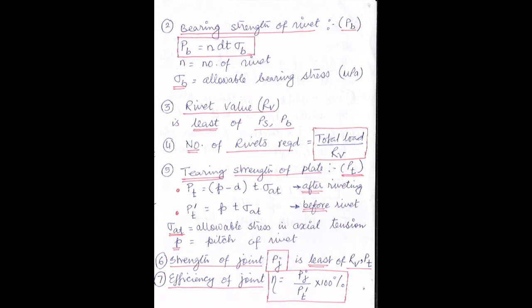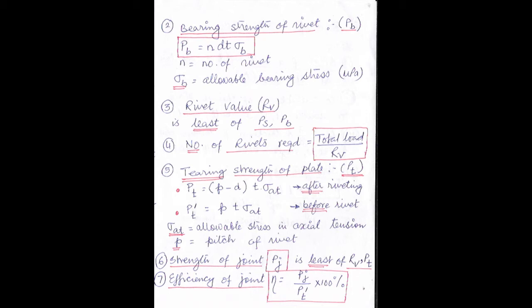That is the tearing strength of the plate after riveting. So this PT and PT dash, both the formulas are almost the same, just with this small difference. So you can remember this formula this way. Let us see step number 6, how we can find the strength of the joint.